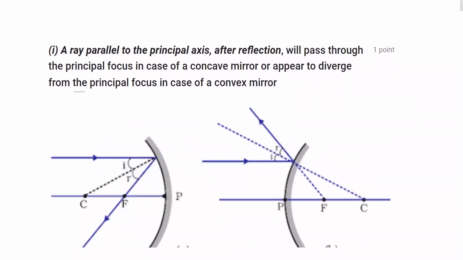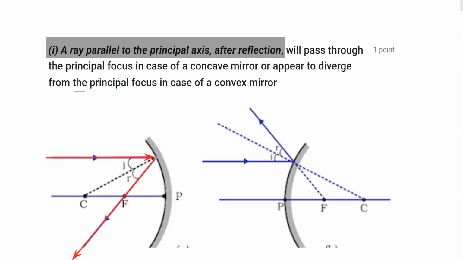The first rule is that whenever a ray is drawn parallel to the principal axis, what happens after reflection? In case of a concave mirror, a ray which is drawn parallel to the principal axis, as you can see here, should pass through the focus after reflection. In case of a convex mirror, it appears to pass through the principal focus.